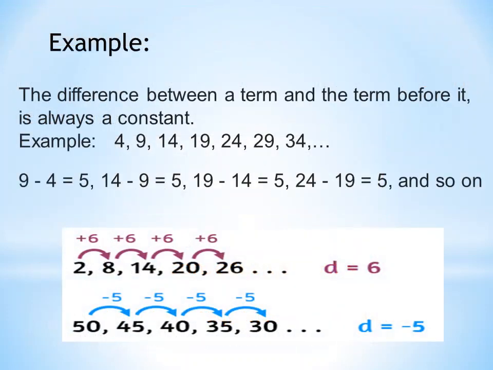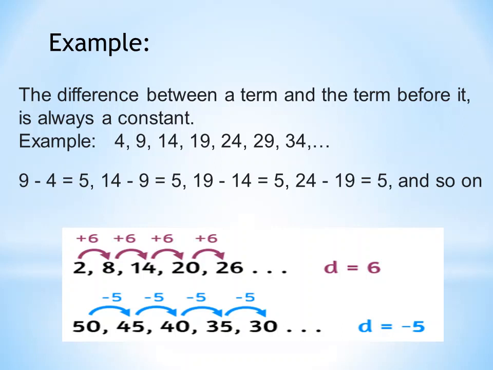Look at the example. The difference between a term and the term before it is always constant. If you want to find the difference between two terms, or find the pattern of this sequence, how can we find the pattern? Now look at the example. 4, 9, 14, 19, 24, 29 and 34 is the sequence. Now find the pattern of this sequence. How can we find the pattern?